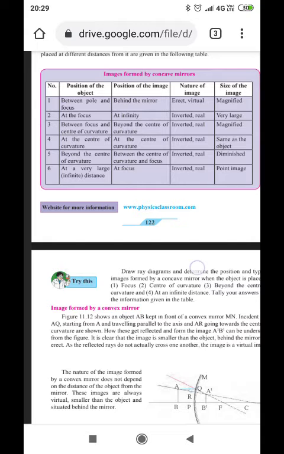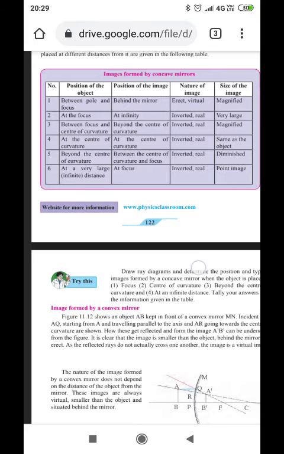Similarly, when the position of the object is at the focus, the position of the image will be at infinite distance. So we'll say that the size of the image is very big, very large, and the nature of the image is inverted. Inverted means below the principal axis. Real, real means it will form on the screen.